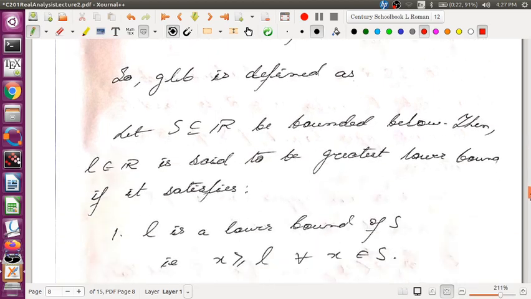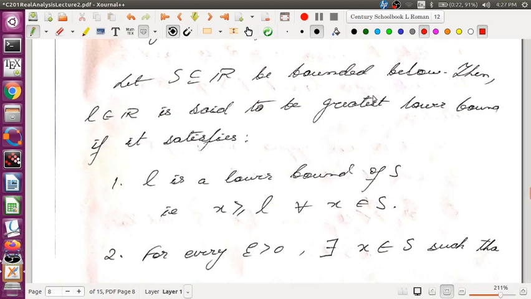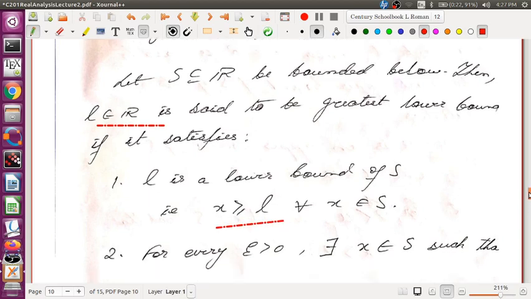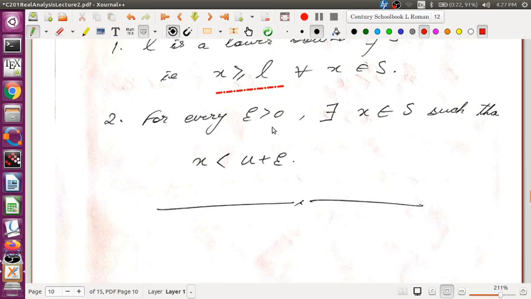So greatest lower bound is defined as: let S subset of R be bounded below, then L belongs to R is said to be greatest lower bound if it satisfies the following two conditions. L is a lower bound, first of all, x should be greater than or equal to L for every x inside S, and for every epsilon greater than 0, there exists an x inside S such that x is strictly less than L plus epsilon.